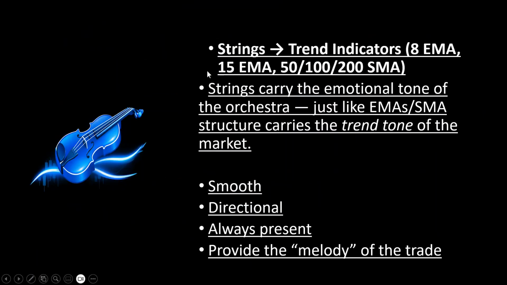All right. So the strings, there's the violin, the strings. This is the trend indicators, the 8 EMA, the 15 EMA, the 50, the 100, the 200 SMA. These are the strings, right? So this is the trend indicators. Strings carry the emotional tone of the orchestra, just like the EMAs and the SMAs, the structure carries the trend tone of the market. This is telling you what's going on. Here's the trend: it's smooth, it's directional, it's always present, and provides the melody of the trade.